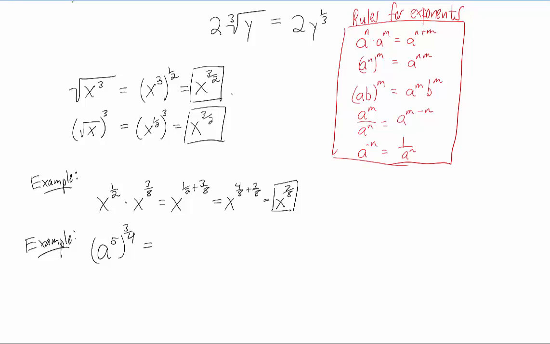All right, what if we wanted to write a to the 5th, to the 3/4 power, as a single term with a rational exponent? Well, the rule is we have a power on a power, so we multiply those powers. We have a to the 5 times 3/4. To multiply these numbers together, you could think of 5 as 5/1. Multiply straight across the numerator, straight across the denominator, and you get a to the 15/4 power.